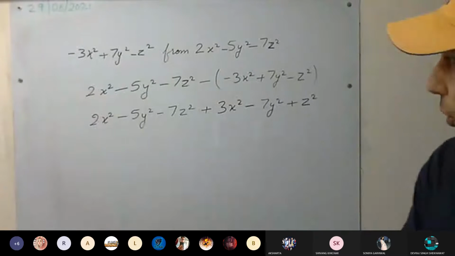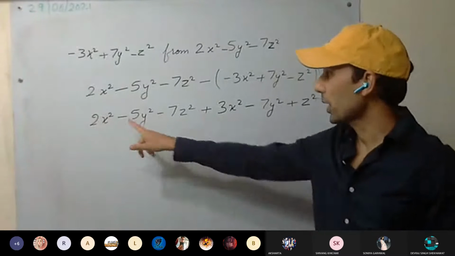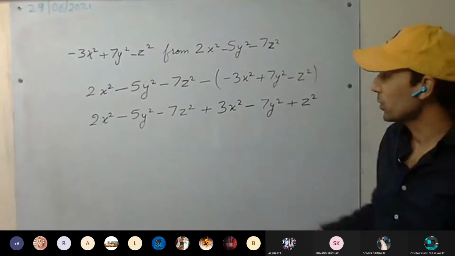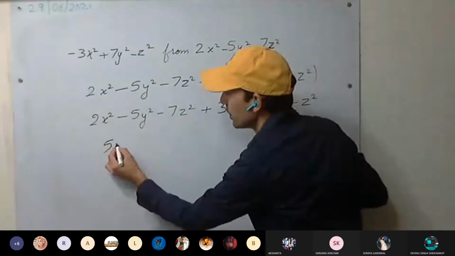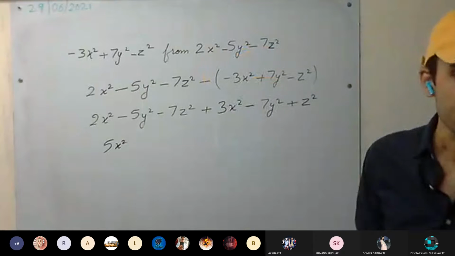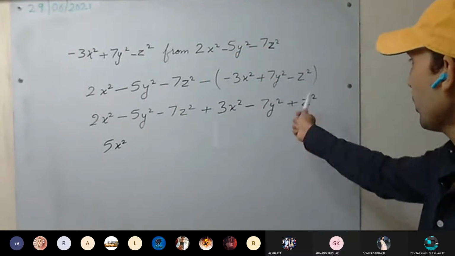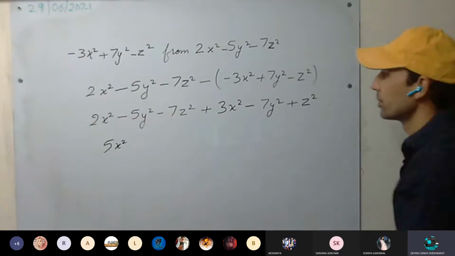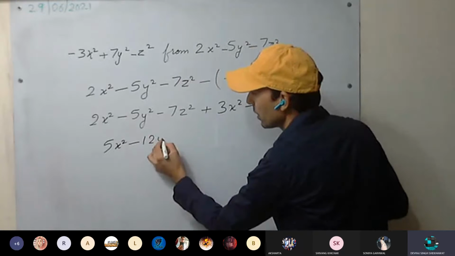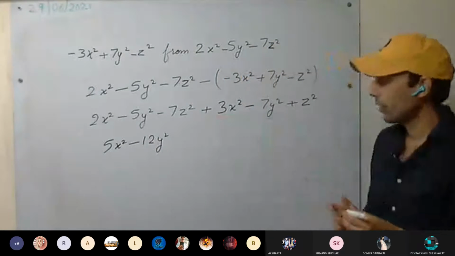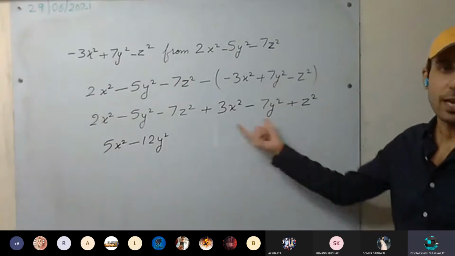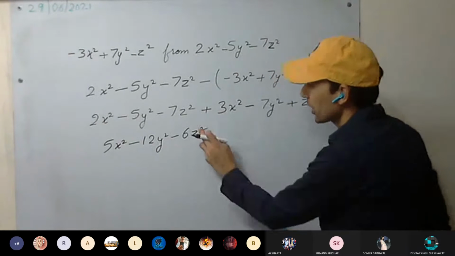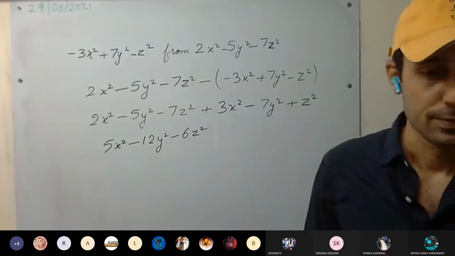Operate on the like terms. 2x square plus 3x square, how much will you get? 5x square. Next is minus 5y square and minus 7y square. Calculate it. Minus 12y square. Then minus 7z square plus z square gives minus 6z square. Check, everyone have got the same answer?